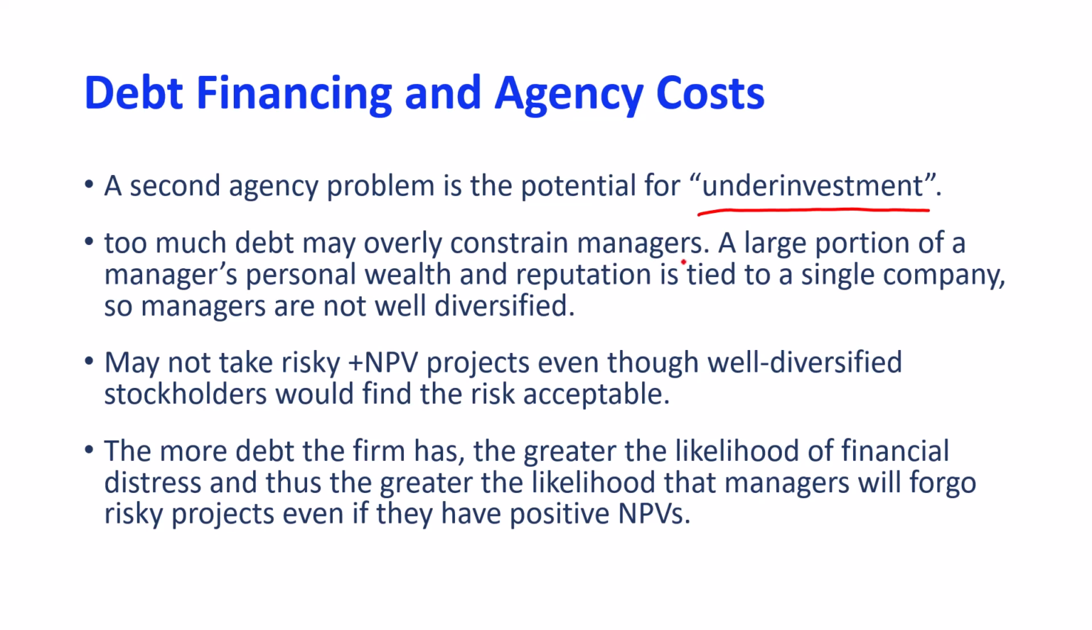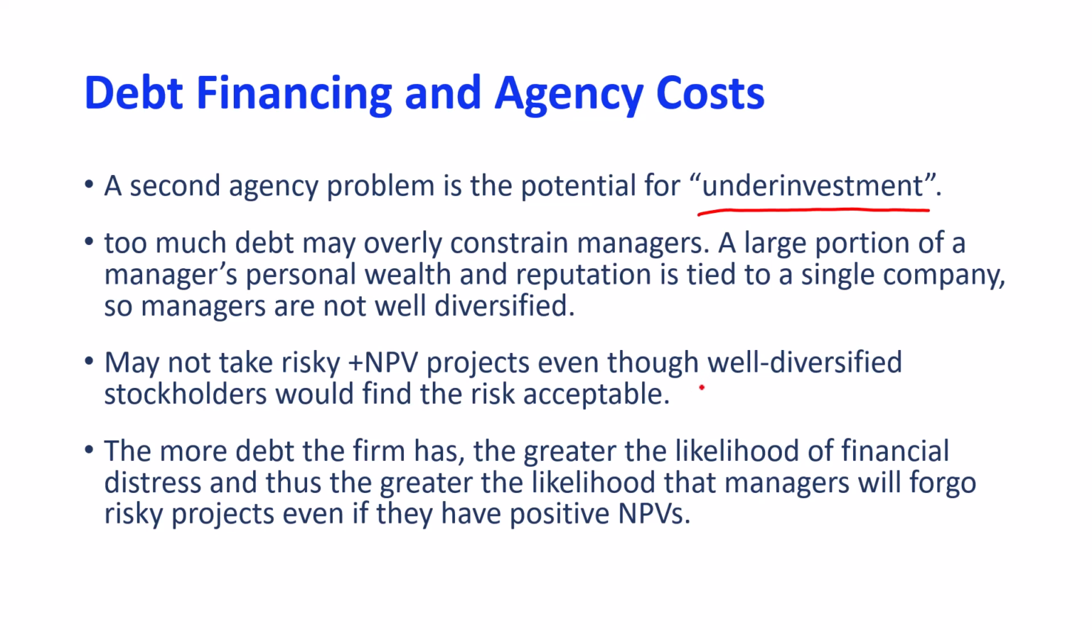Keep in mind, if you're the CEO of a company, the majority of your wealth comes from that one investment, one company. So a large portion of the manager's personal wealth and reputation is tied to a single company. So managers are not as diversified as a rational investor. Because of that, they may not take risky positive NPV projects. You can have positive NPV projects that are risky and they can still add value to the firm. But because they're risky, these managers who are overinvested in one firm choose to forgo them, even though a well-diversified stockholder would find the risk acceptable.